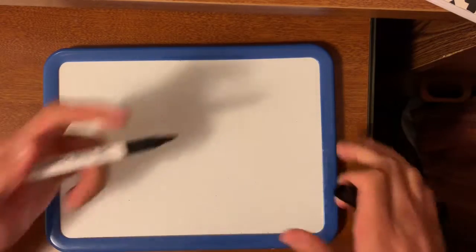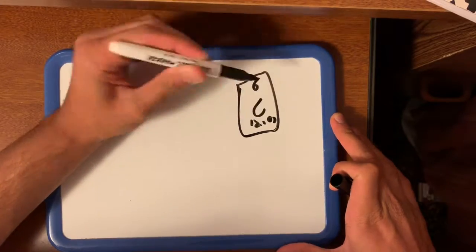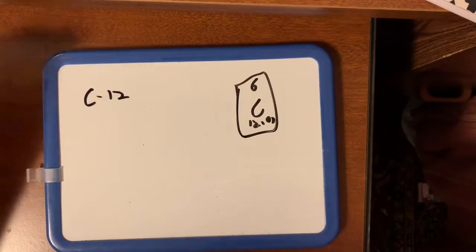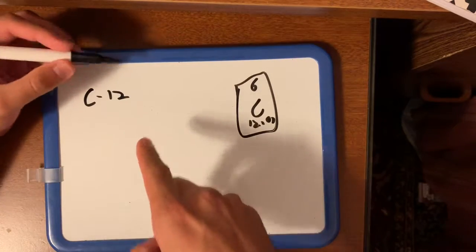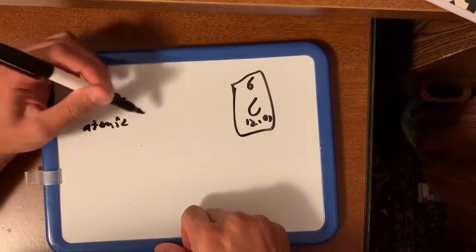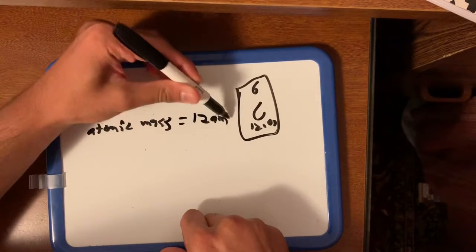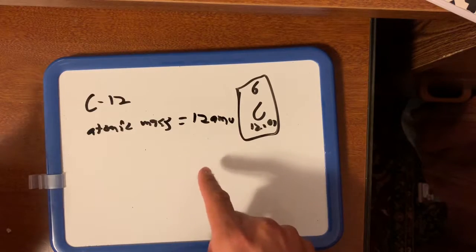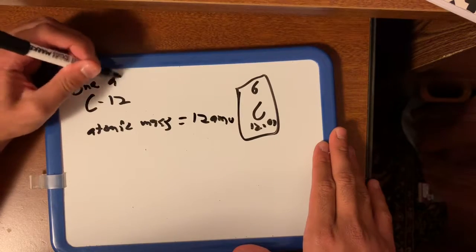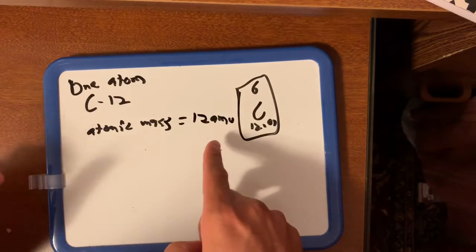So here's how they talk about it. You have the element carbon, 12.01. Let's say you had the carbon-12 atom. Carbon-12, its atomic mass is exactly 12 AMUs, atomic mass units. One atom of carbon-12 has an atomic mass of 12 AMU.